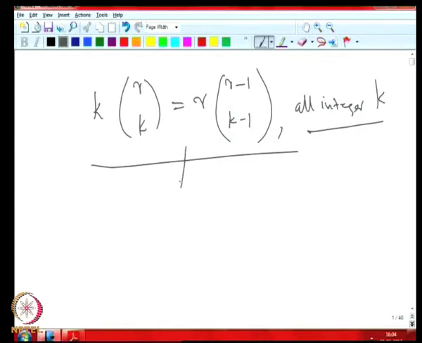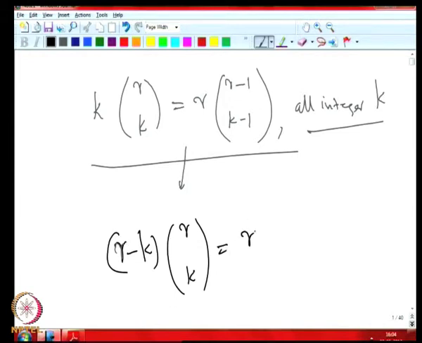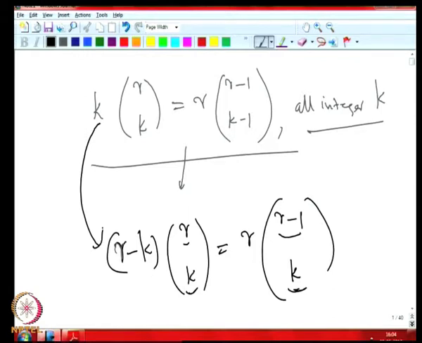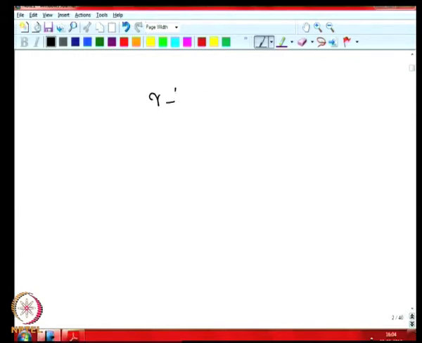Now the companion is r minus k into r choose k, where instead of k we use r minus k, equal to r into r minus 1 choose k. The point here is that we are not changing the lower index, but the upper index is reduced by 1. In the earlier one, both upper and lower index were reduced, but then instead of k we are using r minus k here, right? So we want r minus k into r choose k.